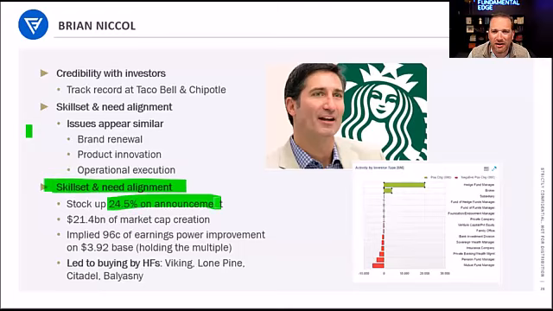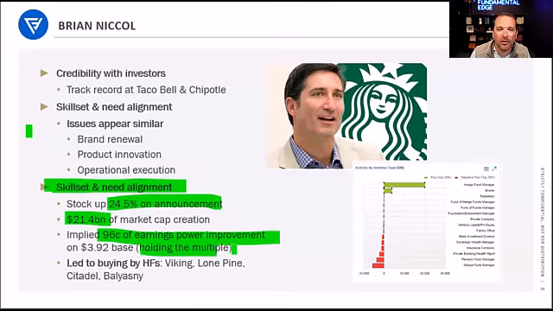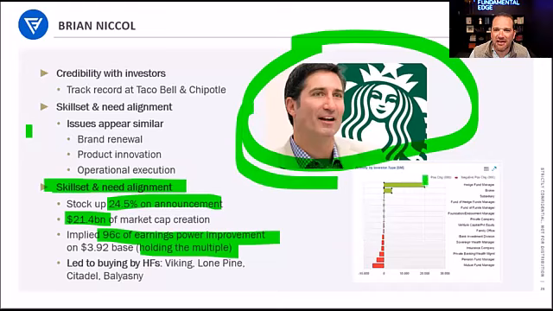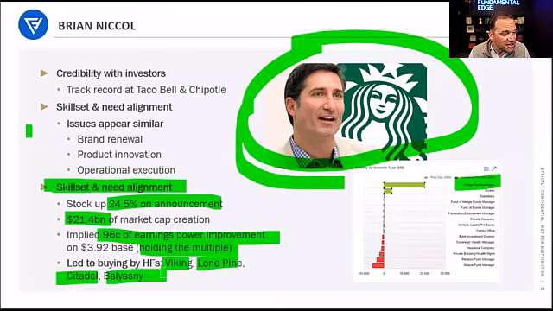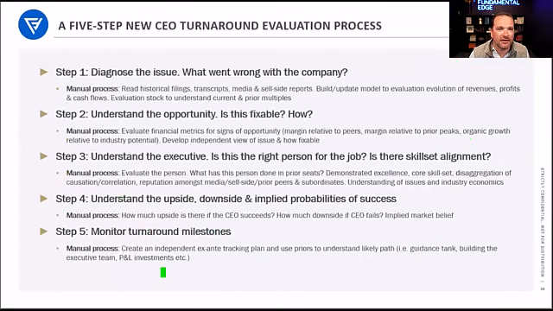The stock popped 24.5% on announcement, which is $21 billion of market cap creation, or about 96 cents of implied earnings power improvement, holding the multiple. And this pattern recognition really led the influx of hedge fund buying, right? In the first 6 months out of the gate, you saw hedge funds like Viking and Lone Pine, Citadel and Balyasny come into the position. My hunch is that it's a bet on the underlying business quality of Starbucks, and more critically, the change agent nature of what Brian could bring to the case.